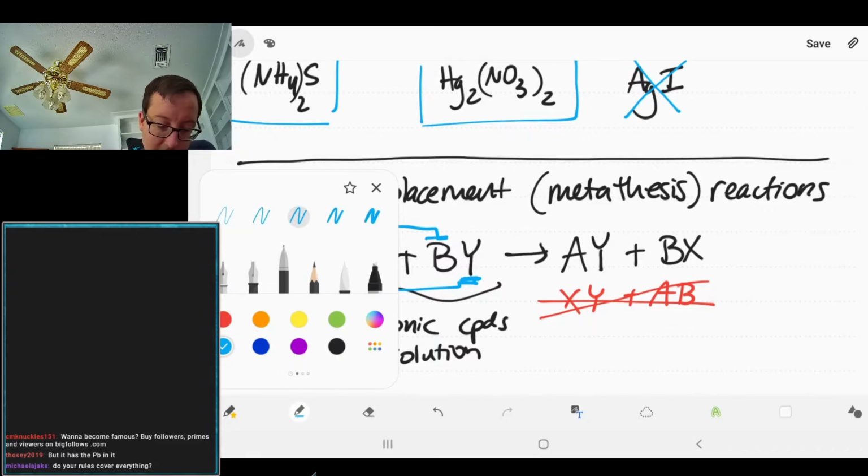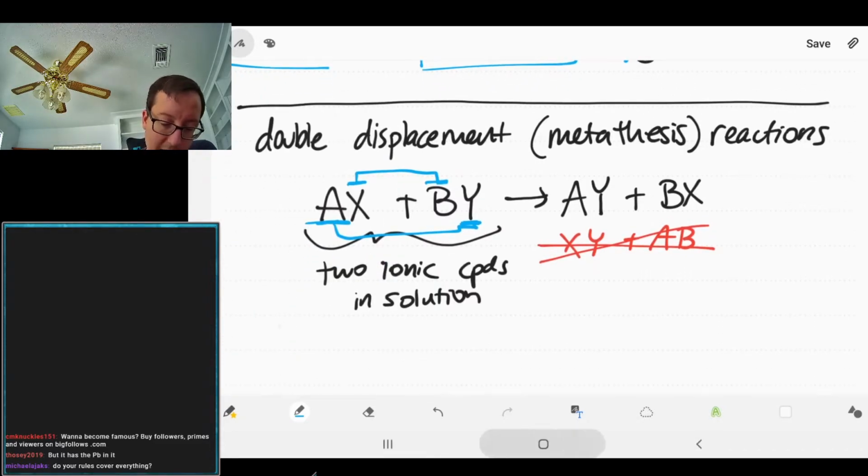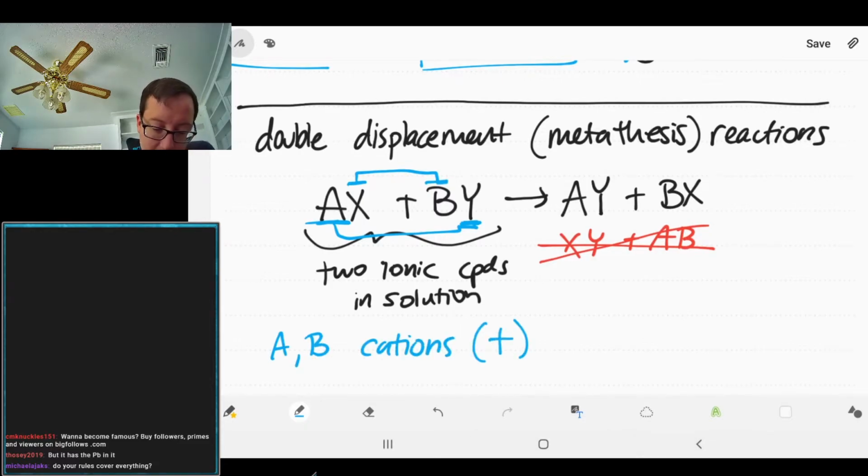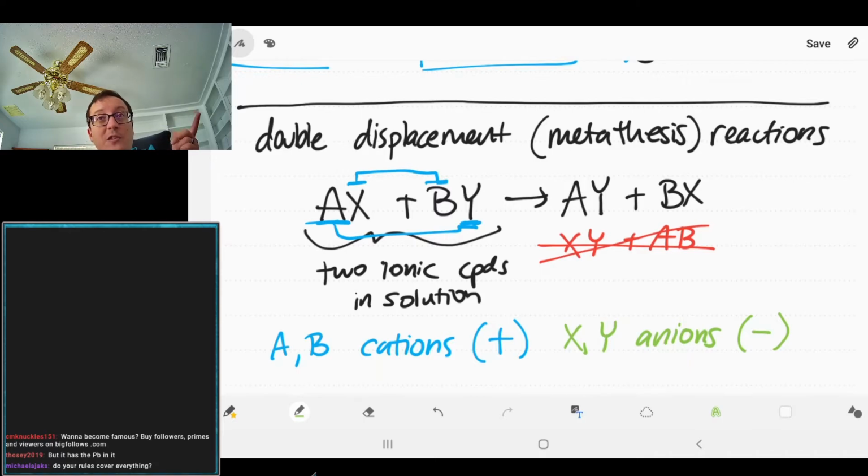So here, A and B are cations. That means positive. And X and Y are anions, which means they are negative. So we switch our two. A used to be with X, now it's with Y. B used to be with Y, now B's with X. We switched our anions. Or you could consider it switching the cations, either way. So it's simply a matter of swapping them. Here's an example.